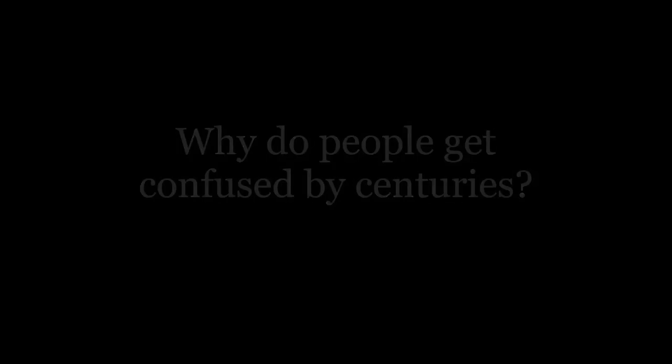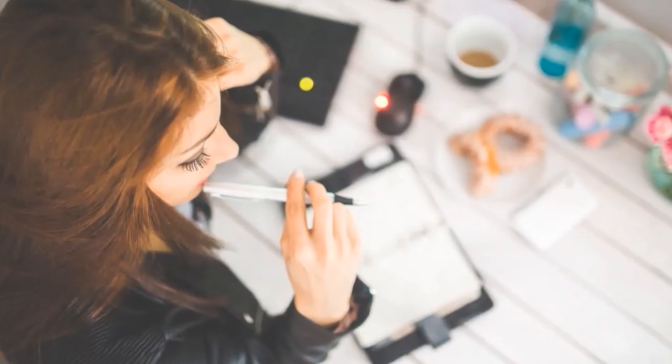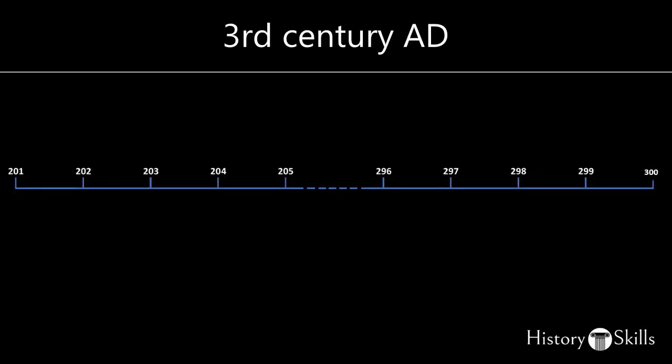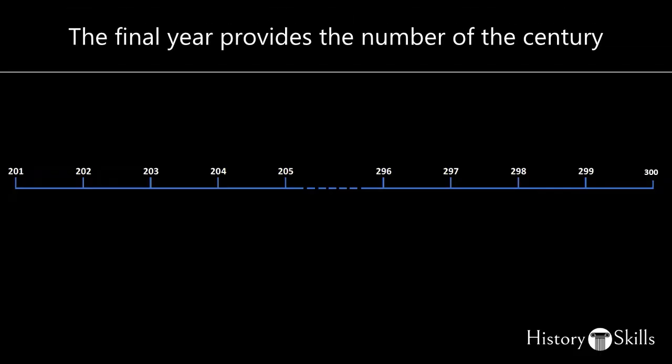What often confuses people about counting centuries is that most of the years in a century do not start with a number assigned to the century. For example, we said the 3rd century began in 201 and ended in 300. Therefore, the first 99 years of the 3rd century actually begin with the number 2: 201, 211, 250, etc. Therefore, to know which century any given year is in, remember that it is the final year of the century which provides the number for it.